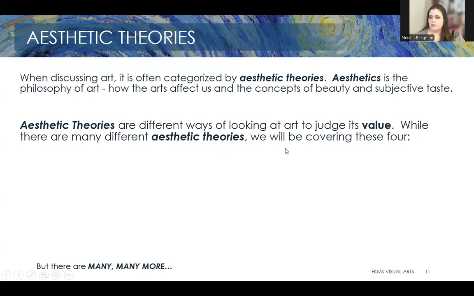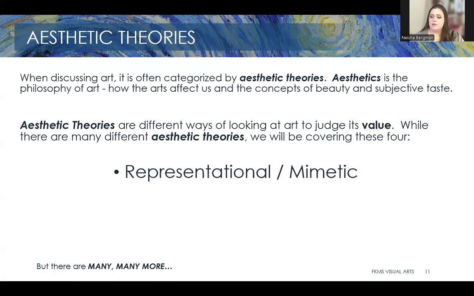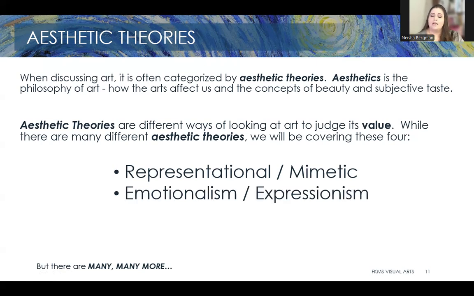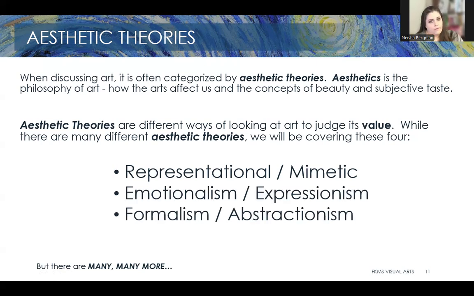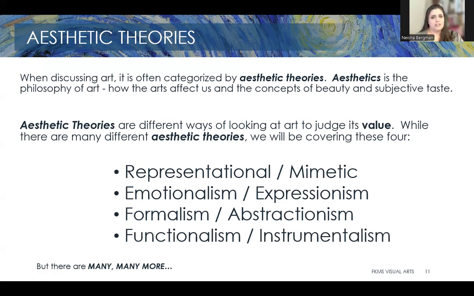All right. So we have 4 that we're going to be talking about, and you'll notice I've got more than just 4 listed here. We have representational mimetic, emotionalism and expressionism, formalism and abstraction, and functionalism and instrumentalism. Now, I've paired these up because they're related close enough. Technically, they could be slightly different, but they're close enough that for this class at this level, we're good to go. And I don't care which word you use. If I'm asking you a question and you tell me representationalism instead of mimetic, counts. Totally counts. I'm going to use them the same way.